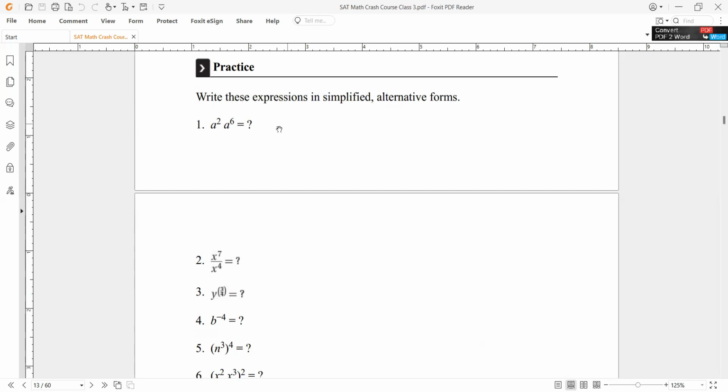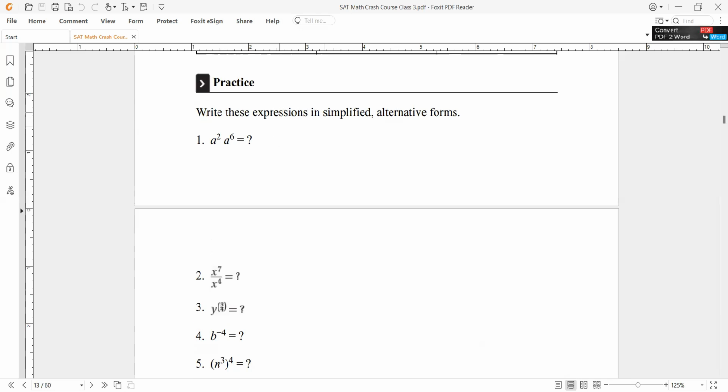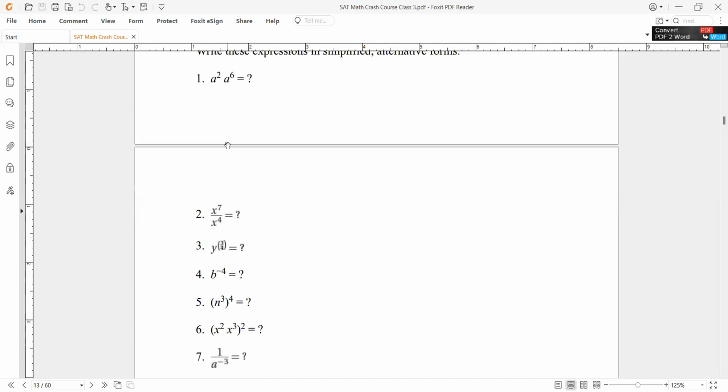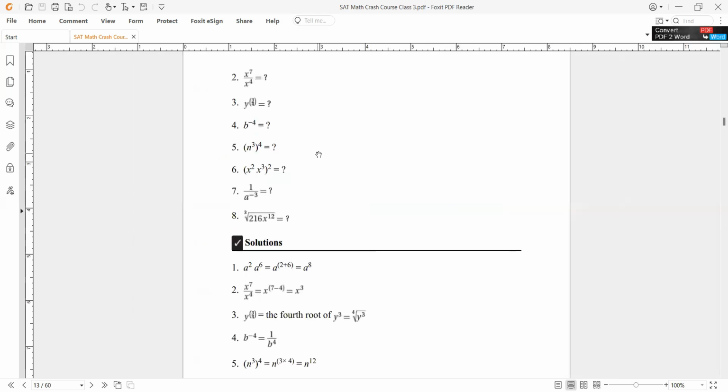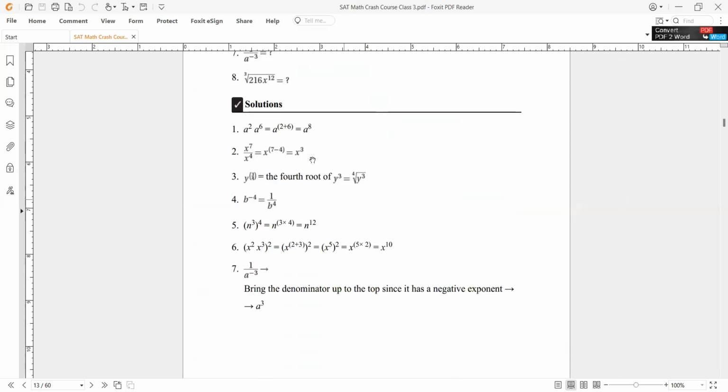Okay, so practice. Write this expression in simplified forms, alternative forms. So this is a to the power 8, right? This is a to the power 8. This is x to the power 7 divided by x to the power 4, x to the power 7 minus 4. These problems, please solve them. I don't think you really need pen and paper for these problems. You can just do it with your eye. Just use your brain and think and imagine. Okay, all the problems are solved here.